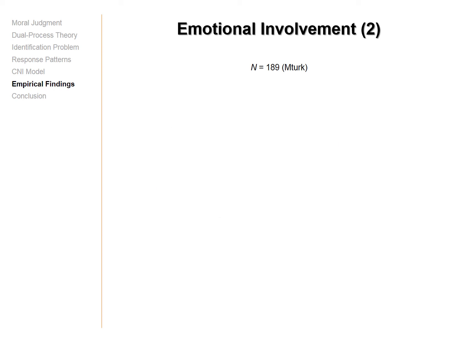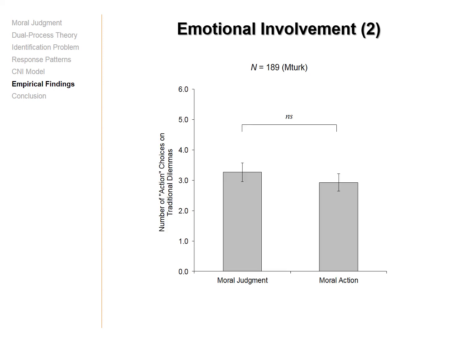The marginal effect on sensitivity to norms was somewhat unexpected by us, so we were curious to see if it replicated in a follow-up study with the same materials in a new sample of 189 participants. Similar to findings of our earlier study, participants were less likely to accept action responses on trolley-like dilemmas in the moral action condition compared to the moral judgment condition, but this difference again failed to reach statistical significance.